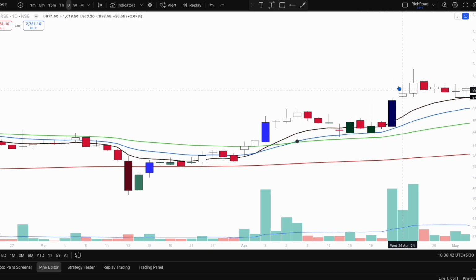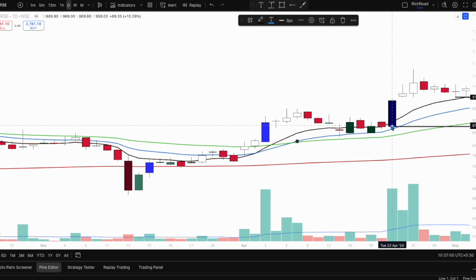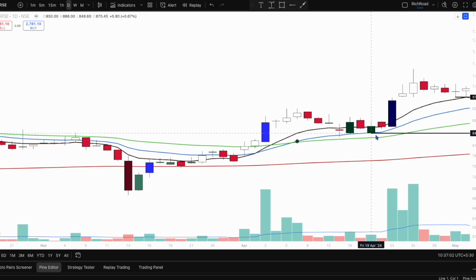And where do you think the demand came? Where should the structural SL be? I believe somewhere around this area, 848. The great thing is that above this level, we have a 50 moving average, so that may help you a lot. And the low of this candle is also somewhere around here. So this is a good area to have your structural SL.